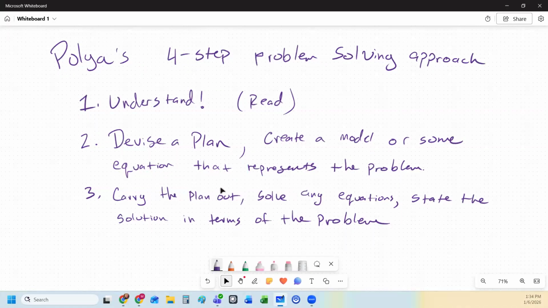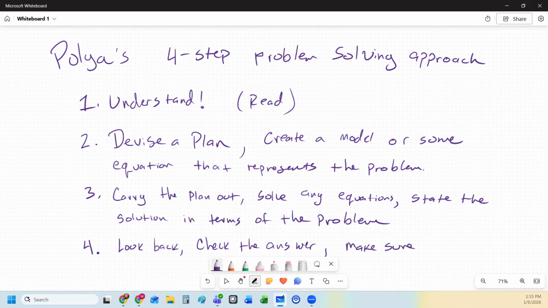And then the fourth, and it's very easy to skip the fourth, but it's not always a good idea to. The fourth is to look back, check the answer. And importantly, to make sure that it makes sense.